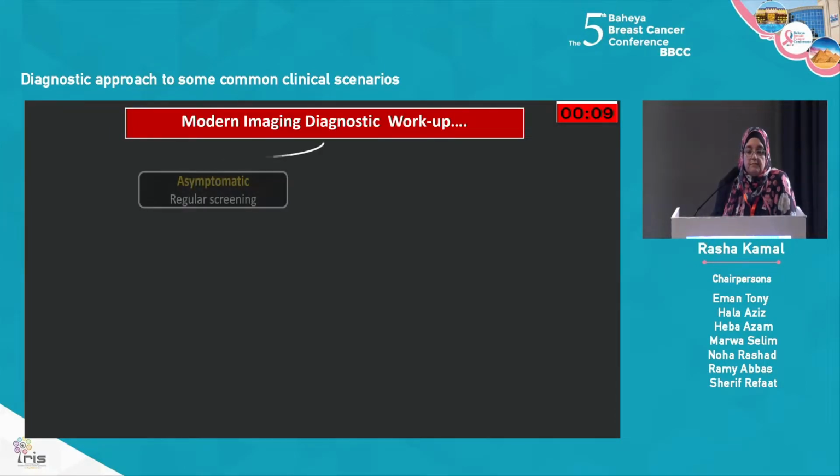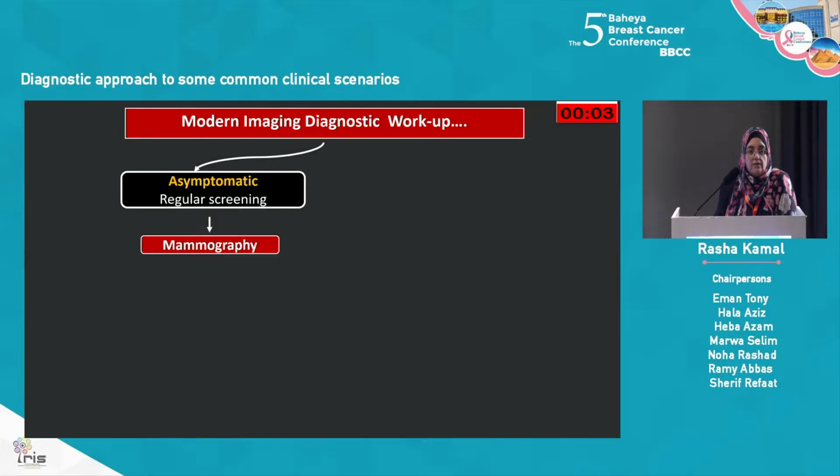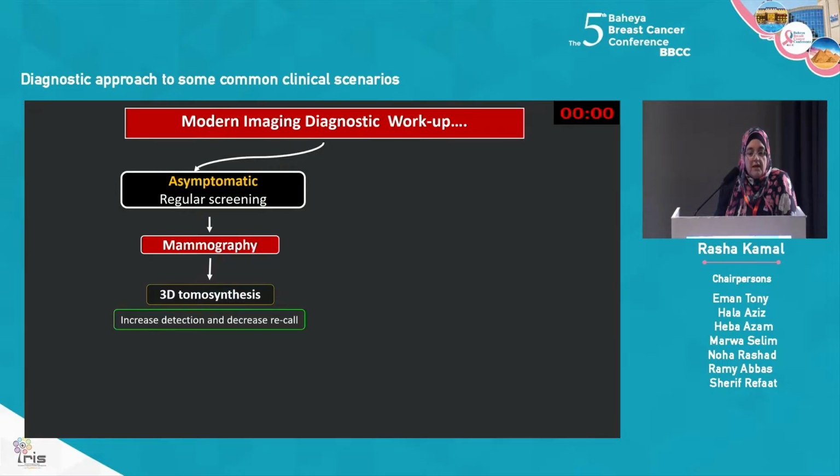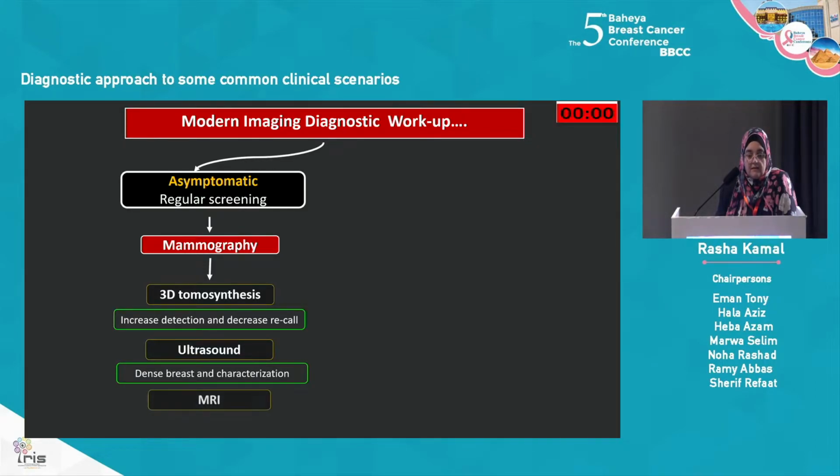So to put things together for modern diagnostic workup, we classify patients into asymptomatic, who would perform screening mammography. If we have 3D tomosynthesis added to your mammogram, it increases detection and decreases recall rate, and ultrasound is sometimes requested, especially when we have dense breast, for better characterization. And MR is requested for high-risk individuals.